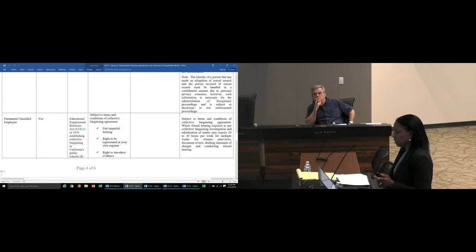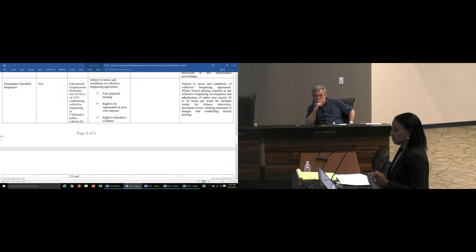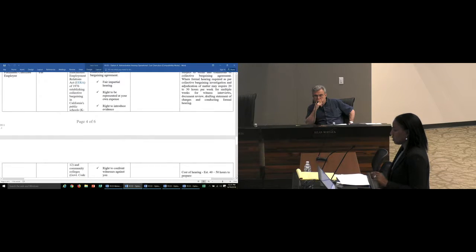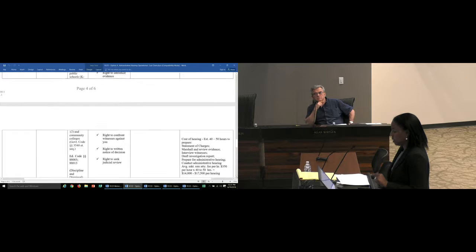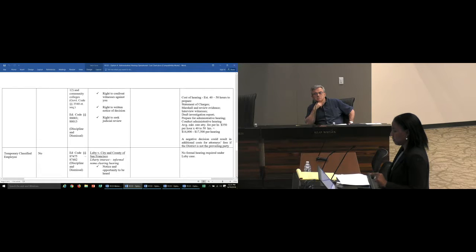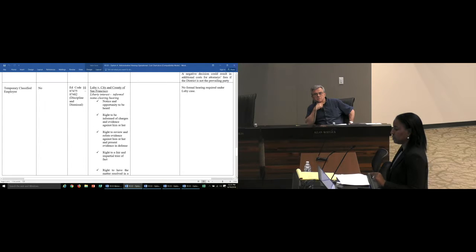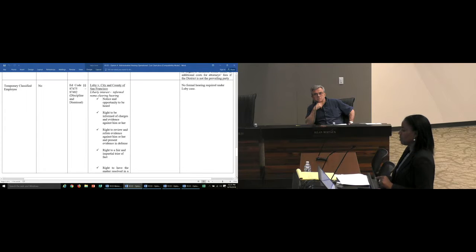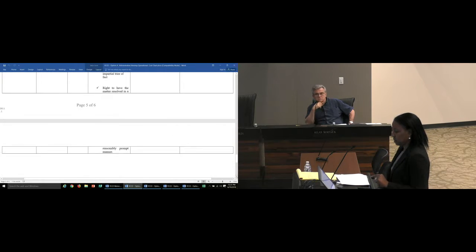Permanent classified employee, again, that's a permanent employee that has a property interest. And so the collective bargaining is going to be what controls that process. There's the low estimate, 20 to 30. There's the conservative estimate of 40 to 50 hours. And so you have still about 14,000 to 17,500. Temporary classified employee is still a name clearing hearing because there's not a property interest. And so there's no formal hearing required under the Luby case.